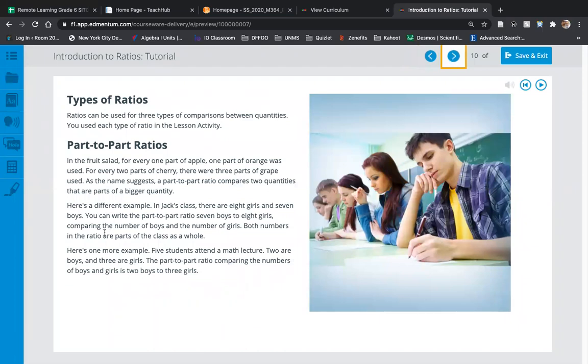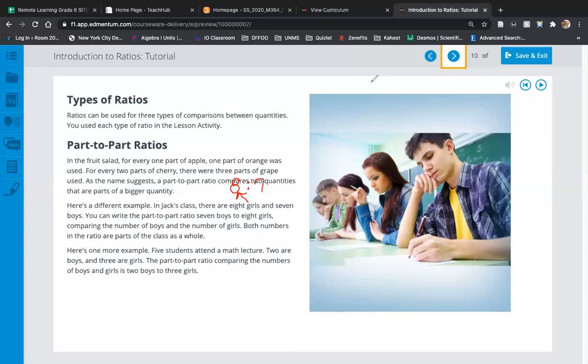So examples it says over here, it says, in Jack's class, there are 8 girls and 7 boys, right? So let's say there are 8 girls to 7 boys. That's how I would write a part-to-part ratio, just comparing the number of, in this case, girls, my pen is a little bit lagging, to the number of boys being 7, right? That's a part-to-part ratio. I could also flip the order, and I could say I have 7 boys to 8 girls, right? They just represent different parts of the ratio, right?